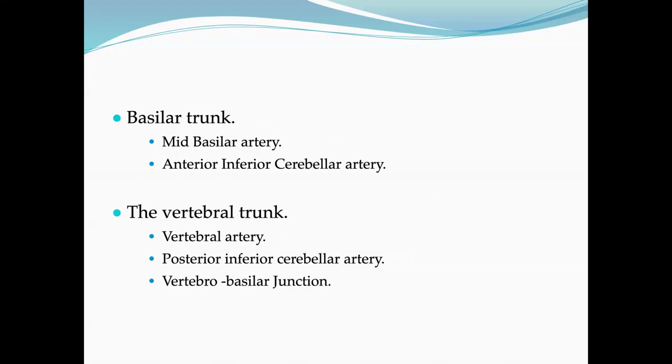The aneurysms in the mid-basilar are on the ventral side, and the vertebral trunk includes those that arise in the vertebral artery, the PICA, and the vertebrobasilar junction. So these are the 3 segments that we are concerned with. Within these 15 minutes, I think I will concentrate on the basilar aneurysms, the concept and the very principle, the surgical nuance of approaching these aneurysms.